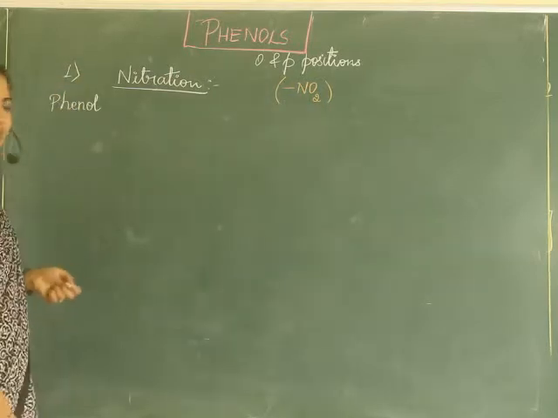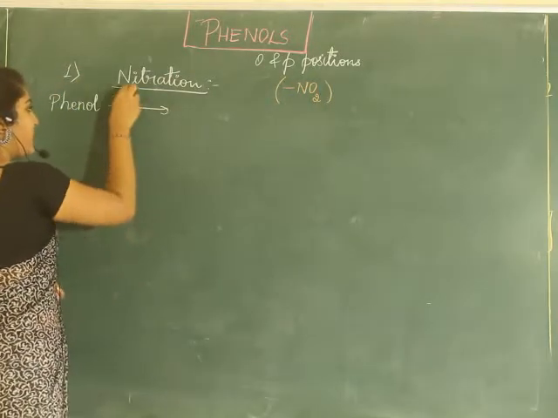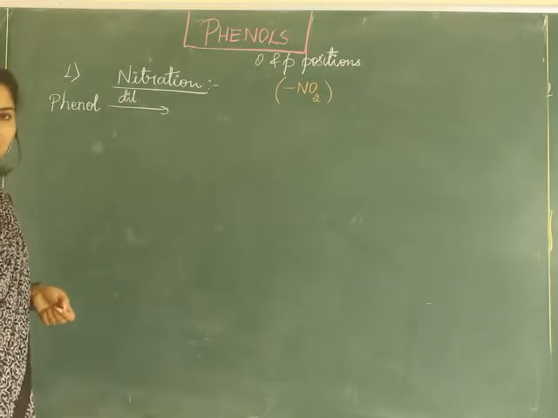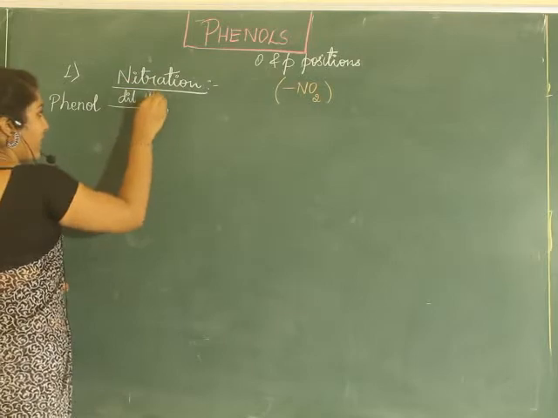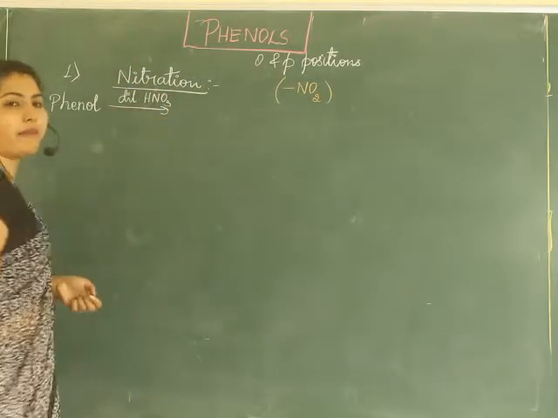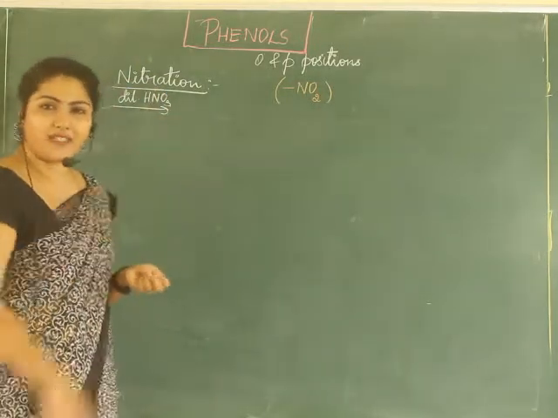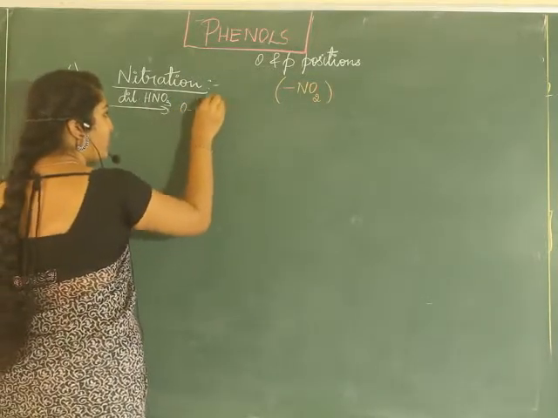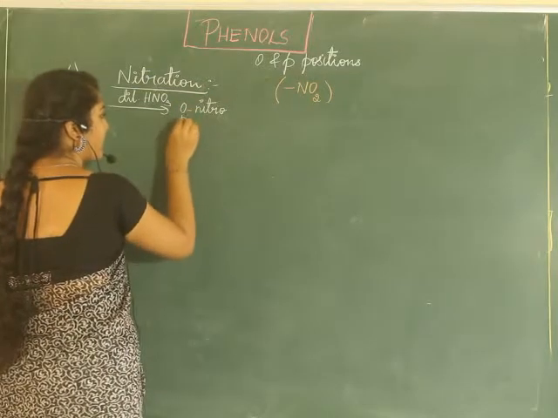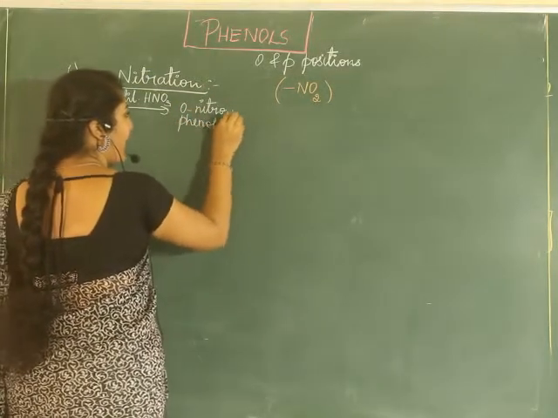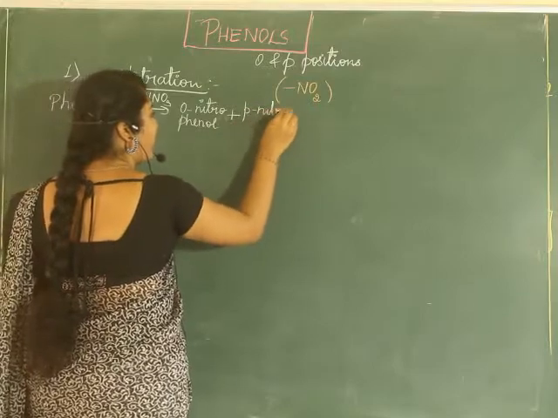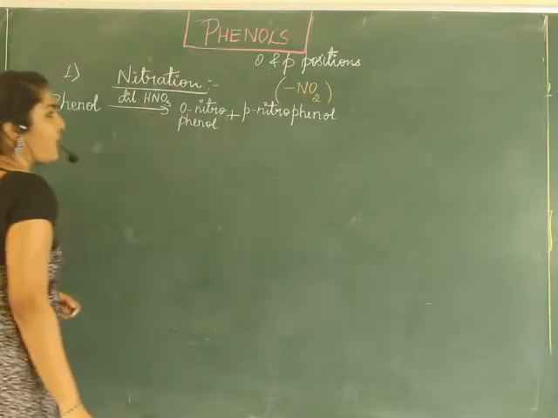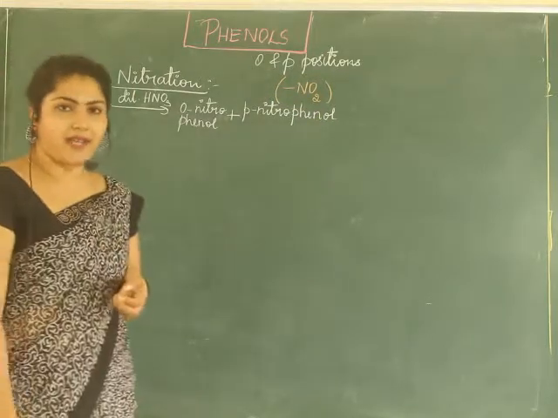Phenols. First it will react with dilute nitric acid, HNO3, at a low temperature, say around 298 Kelvin, to form a mixture of orthonitrophenol and paranitrophenol. It forms a mixture of orthonitrophenol and paranitrophenol.